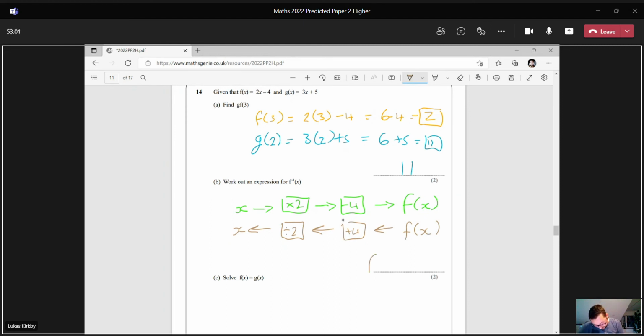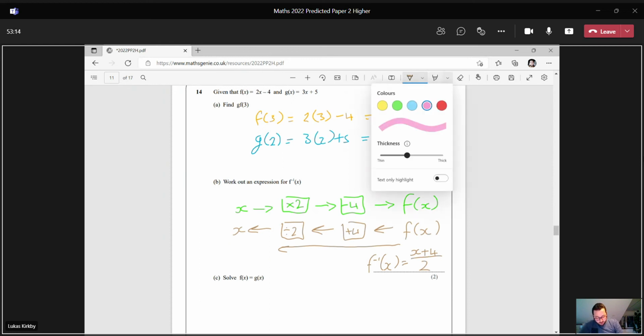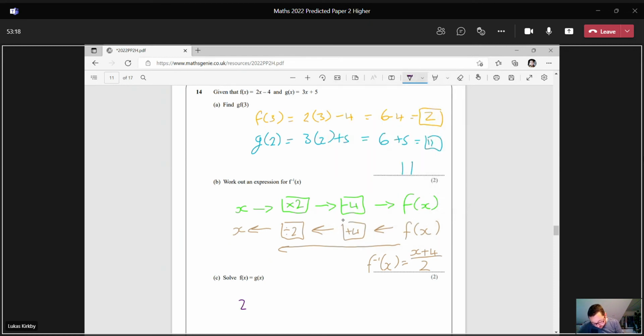So f minus 1 of x is going to be, just follow the x along here, x, we add 4, and then we divide by 2. Okay. And then finally, we want f(x) equals g(x), so that just means 2x minus 4 equals 3x plus 5. Okay, so let's just solve this.